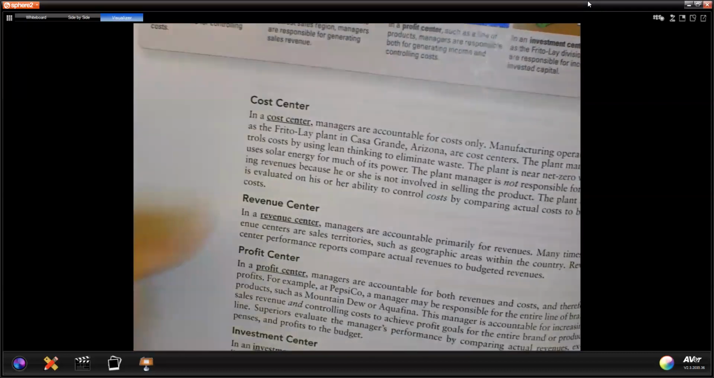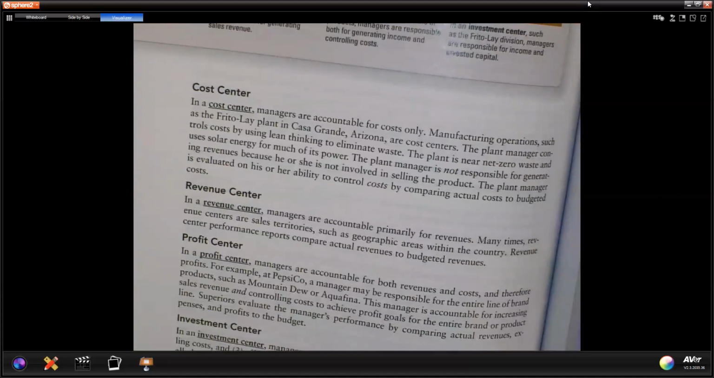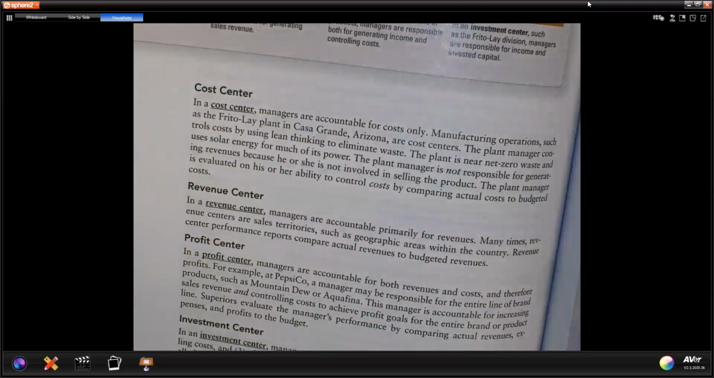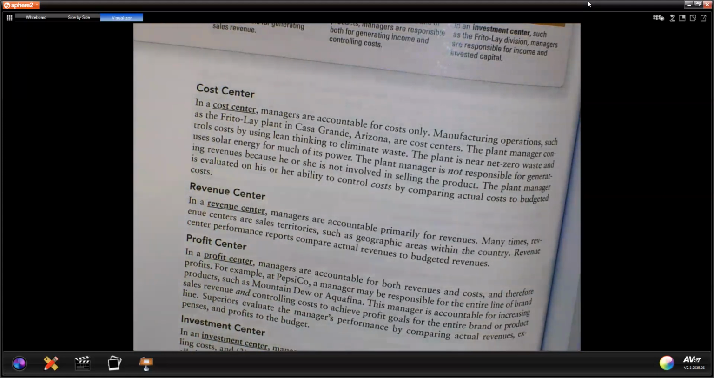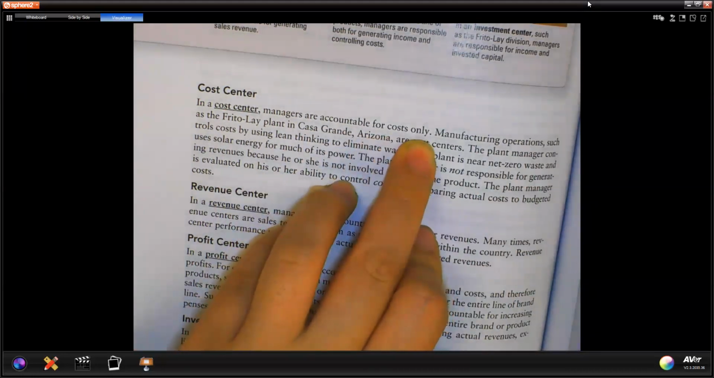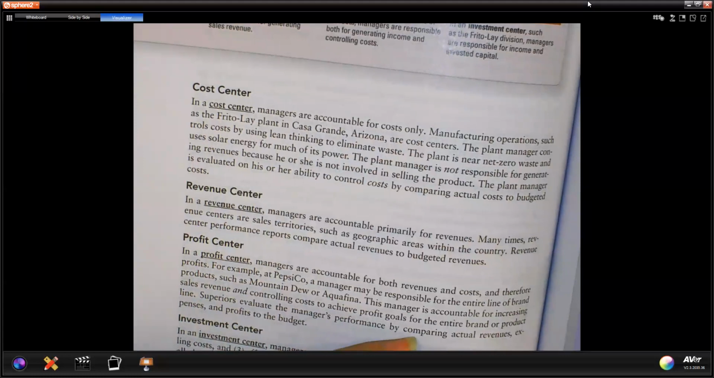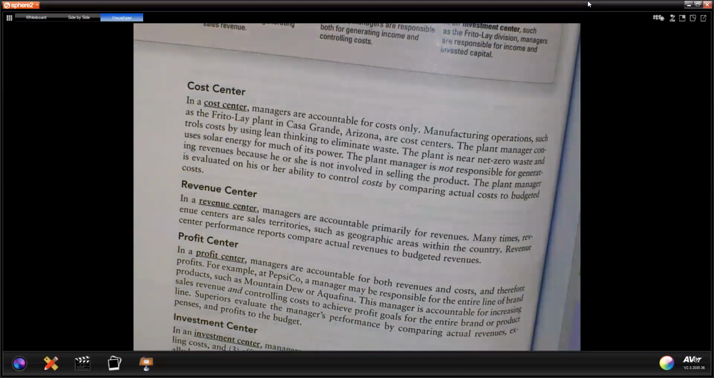So cost center. Okay, I want to go through this with you. What's the meaning of a cost center? They are only responsible, or they will be mainly evaluated, by their cost. What's the meaning, right? Managers are accountable for costs only. Why? You thought, hey, managers, they generate revenue. We should always look at the operating income. So why are they only responsible for cost, not the operating income?